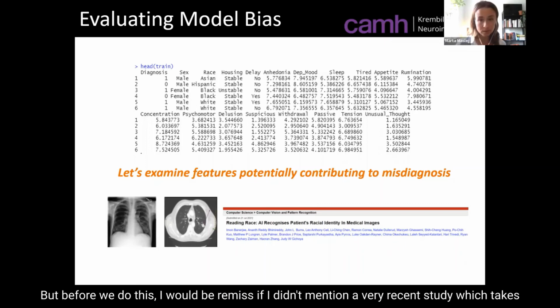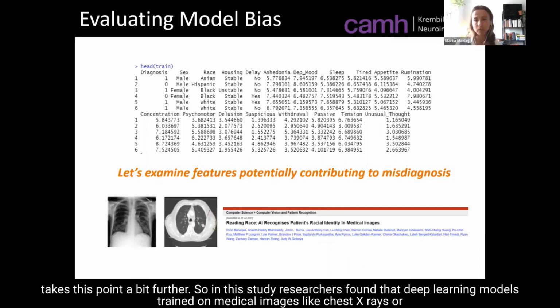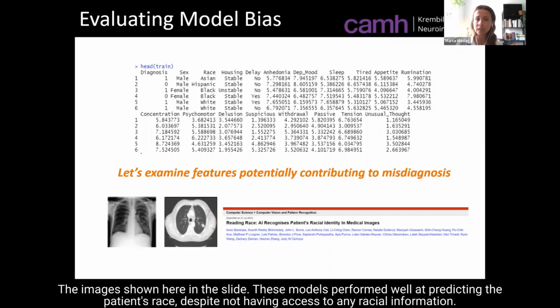But before we do this, I would be remiss if I didn't mention a very recent study which takes this point a bit further. So in this study, researchers found that deep learning models trained on medical images like chest x-rays, or the images shown here in this slide, performed well at predicting the patient's race despite not having access to any racial information.